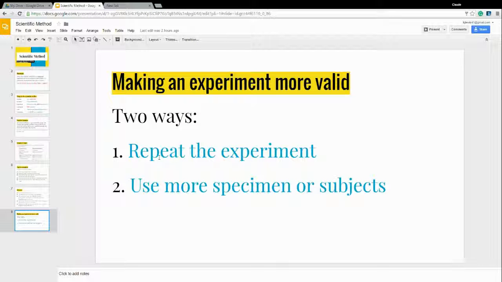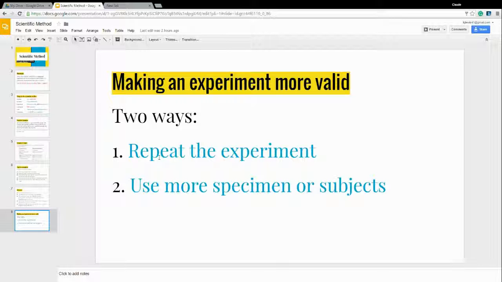Okay, two ways to make any experiment more valid. Repeat it, repeat it, repeat it. You just finished doing the experiment. You don't go, I'm finished. No, you have to do it again because you want to make sure that the results you get when you repeat it will match the result that you got the first time you did it. Then you're going to do it again the third time, and the fourth, and the fifth, and the sixth, and the seventh, and the 8,000, whatever. You keep doing it again and again. You're supposed to get the same results.